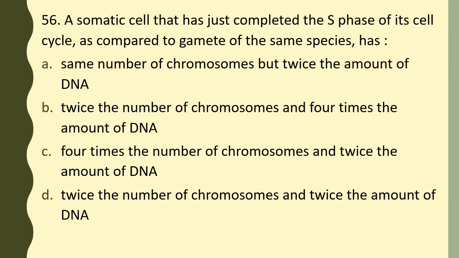Question number 56. A somatic cell that has just completed the S phase of its cell cycle, as compared to gamete of the same species, has same number of chromosomes but twice the amount of DNA, twice the number of chromosomes and 4 times the amount of DNA, 4 times the number of chromosomes and twice the amount of DNA, twice the number of chromosomes and twice the amount of DNA. Correct answer is option B, twice the number of chromosomes and 4 times the amount of DNA.